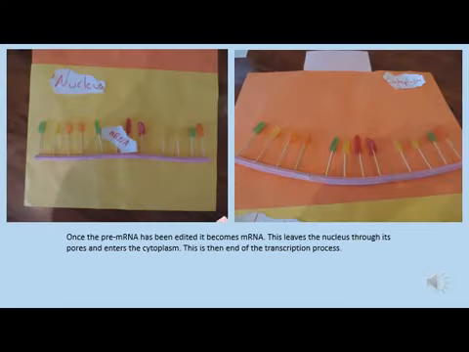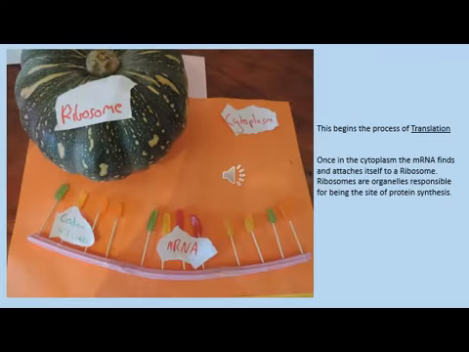Once the pre-mRNA has been edited and becomes messenger RNA, it then leaves the nucleus through its pores and enters the cytoplasm of the cell. This is the end of the transcription process and the beginning of the translation process. Translation begins when the messenger RNA reaches the cytoplasm and attaches itself to a ribosome. A ribosome is an organelle responsible for the site of protein synthesis. In this case, it's a pumpkin.